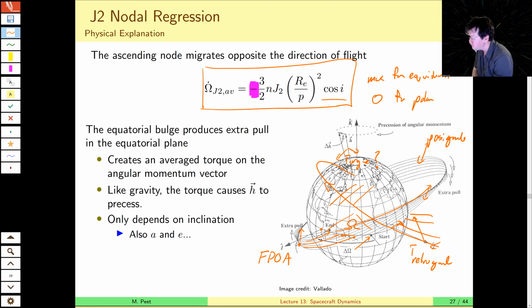It slightly depends on a and e. So that's p, where p equals a(1 minus e squared). And this, of course, depends on mu over a cubed. So it also depends on a and e through that.